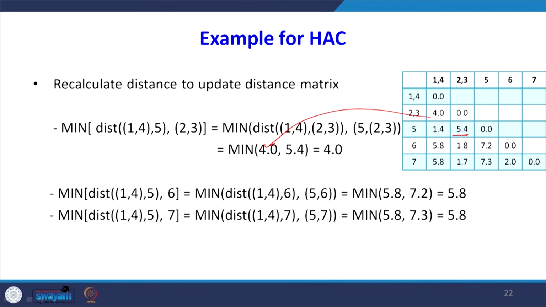So this is 5.4. This value we got here. The distance minimum is 4. Similarly, the minimum distance between 1, 4, 5 versus 6.